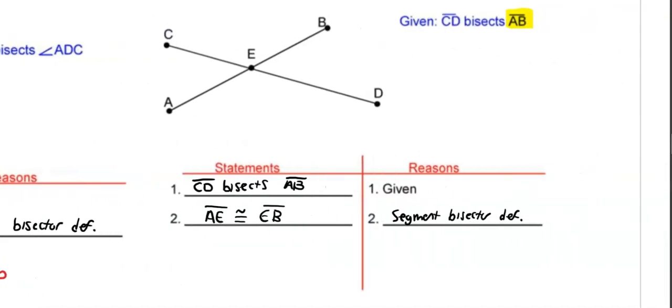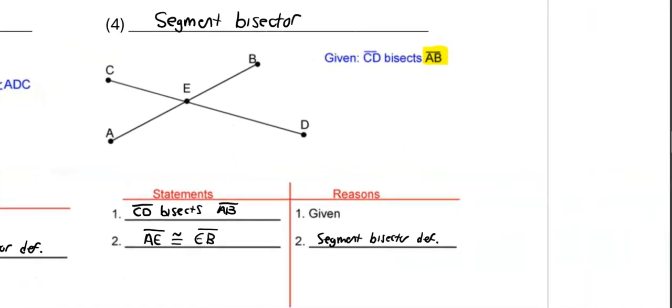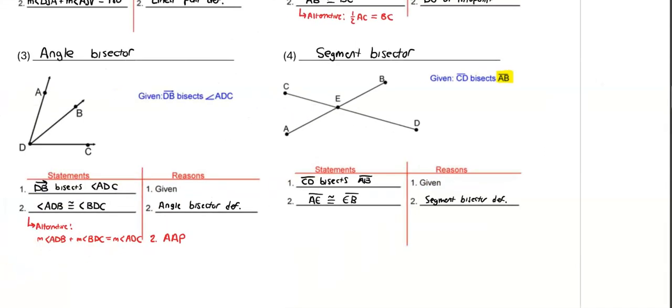And then for the last one, segment bisector, we're looking at segment CD bisecting AB. Keep in mind that AB is the actual segment being bisected. CD is what's doing the cutting. So CD is not necessarily going to be cut into 2 equal parts, but AB is. And so in this case, I made a statement that AE, that's right there, and EB, which is right here, would be congruent segments. Now, that's just 4 examples.